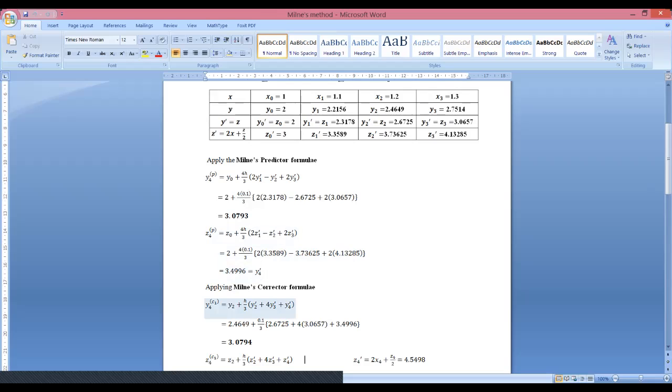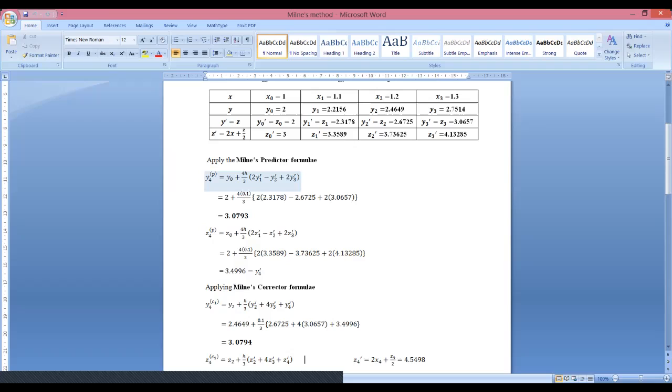Now the formula goes as y2 plus h by 3, y2 dash plus 4y3 dash plus y4 dash. Now here we'll substitute the value of y2 from the table. It is 2.4649. Then h is 0.1 divided by 3, we have y2 dash, it is here y2 dash. Then we have y3 dash from the table. Now y4 dash, that is not there in the table, but we know already that y4 dash is nothing but z4, and the value we have obtained is 3.4996.